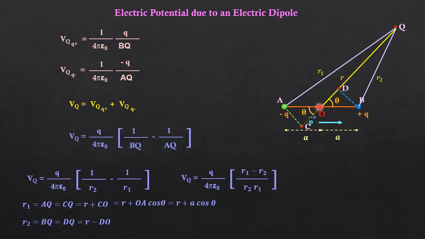Now let's consider this triangle. This triangle is nothing but ODB. Here OD is the adjacent side and OB is the hypotenuse.